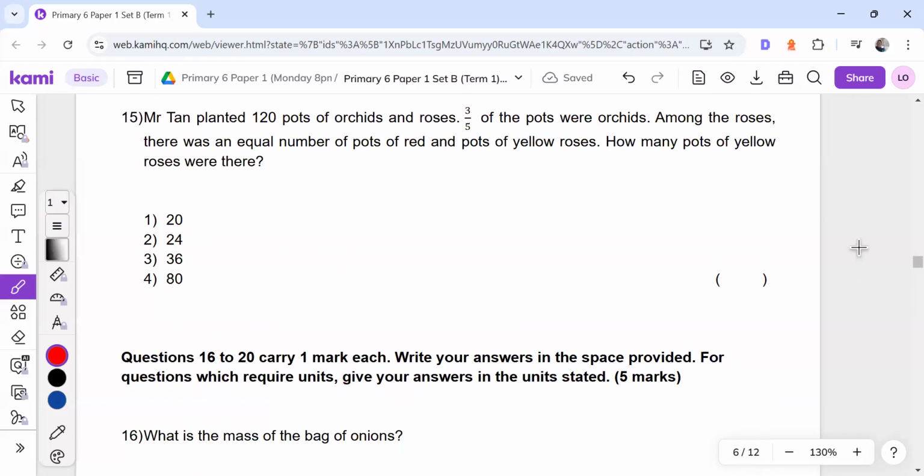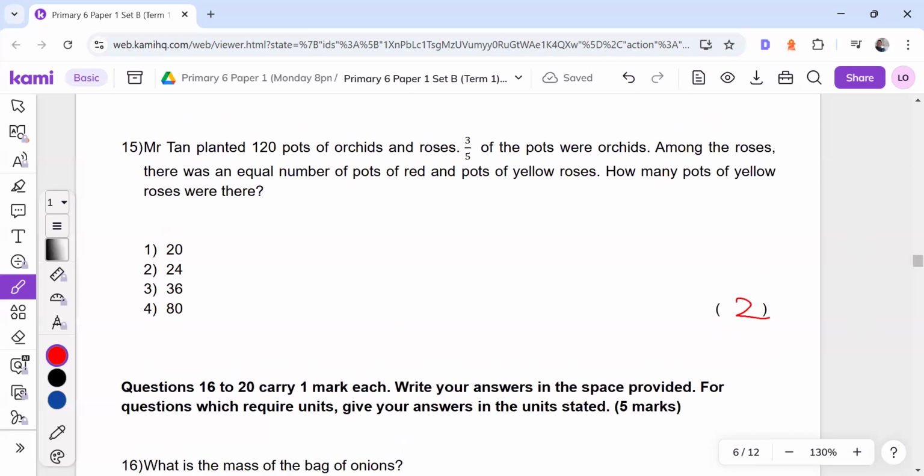Question 15. The answer will be number two. Those who get it wrong, Mr. Tan is going to look at you and tell you that you wasted your marks. Because why? When you see fractions, you draw a model. This is a very simple question, but if you don't draw a model, it takes a longer time to get the answer. Mr. Tan planted 120 pots of orchids and roses. 3/5 of the pots were orchids. How to draw? Look at what's behind the "of".